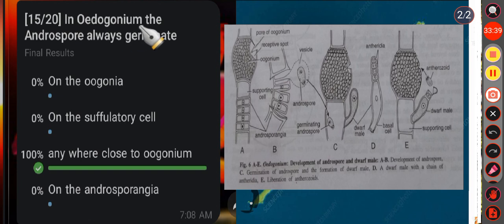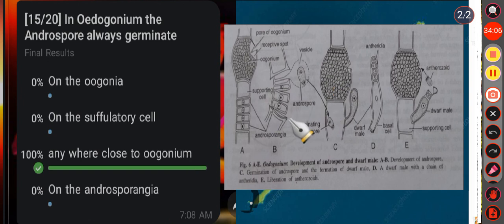In Oedogonium, the androspore always germinates on the oogonia, on the suffultory cell, anywhere close to oogonium, or on the androsporangia. Here the correct answer is option C, that is in Oedogonium the androspore always germinates anywhere close to the oogonium.